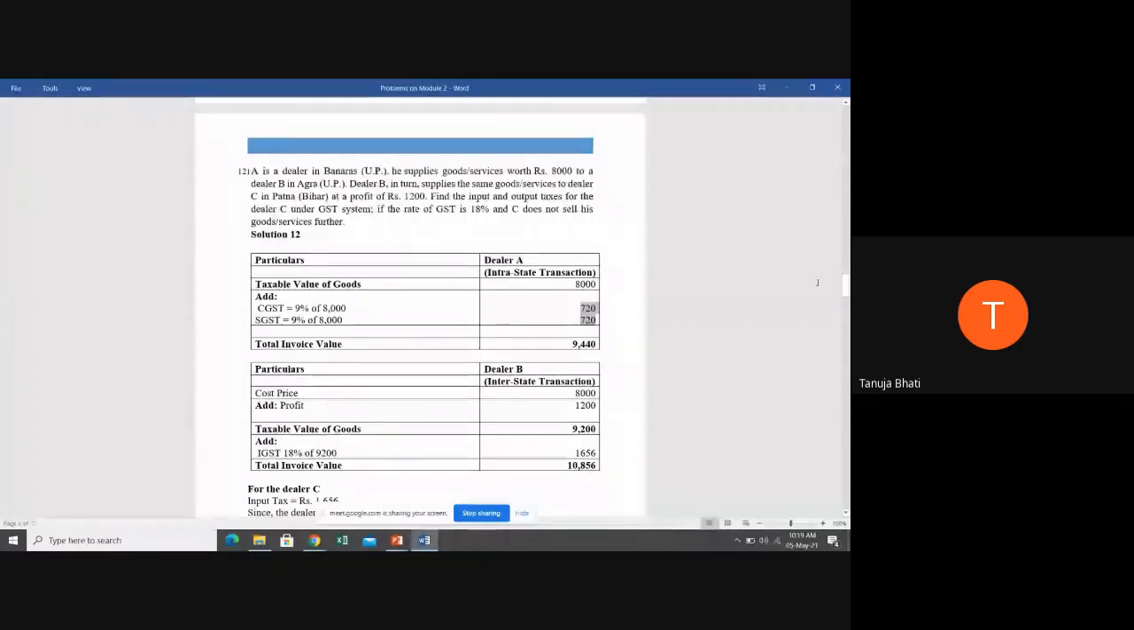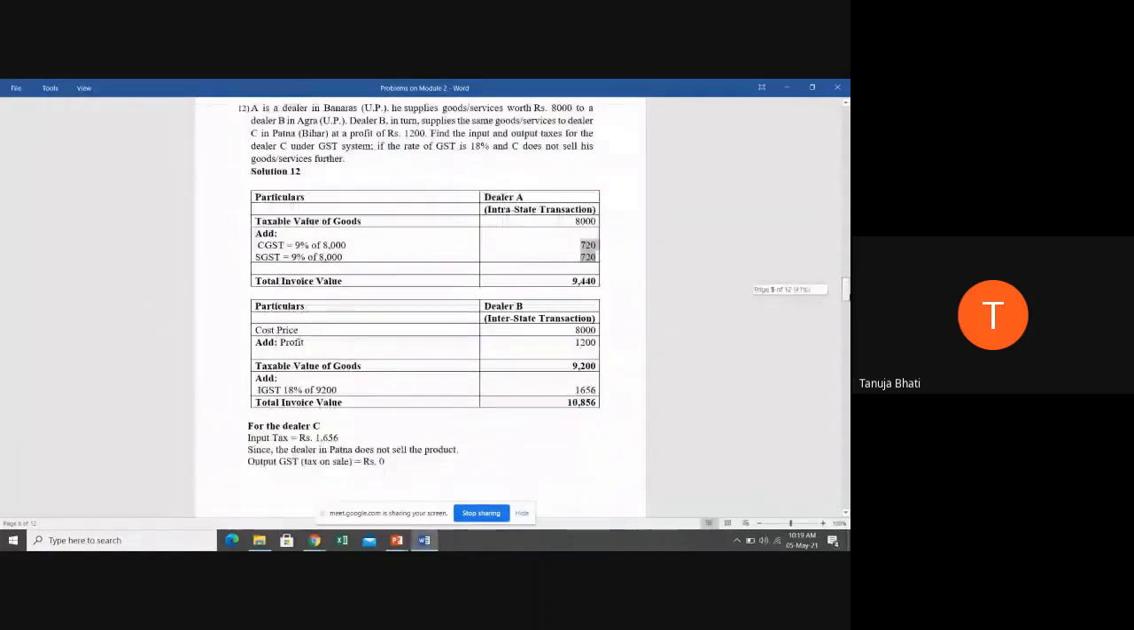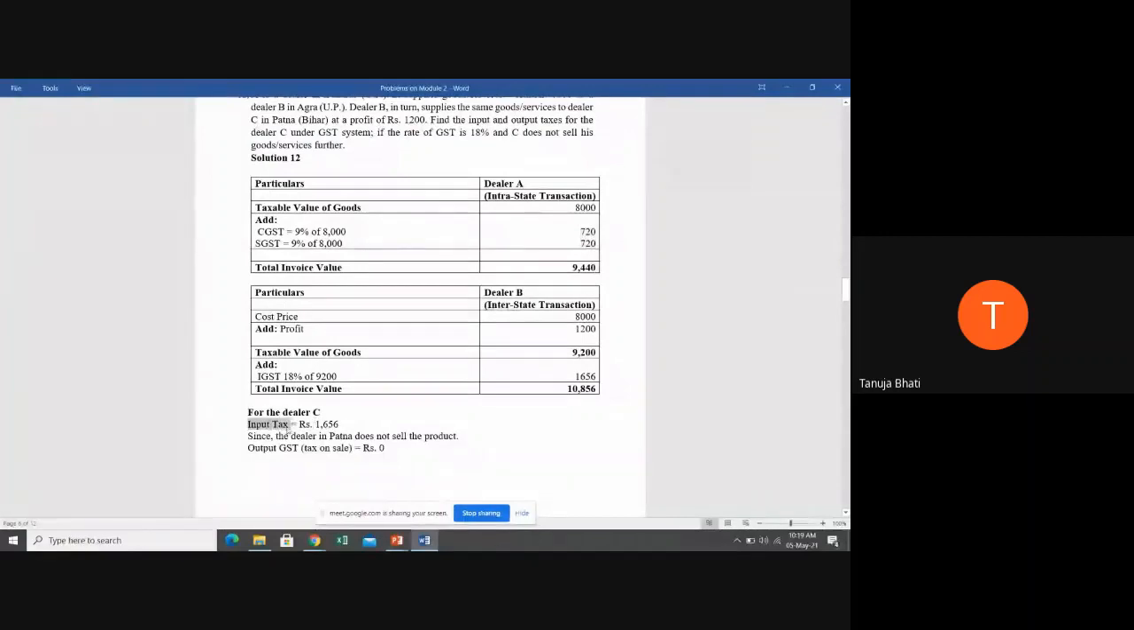But in the question they are asking us to find out the input and output taxes for dealer C. Now, for dealer C, input tax is nothing but the tax paid by the dealer on its purchases. So dealer C is paying how much tax on its purchases? 1,656. So that becomes the input tax. Now, what is the output tax for dealer C? Output GST is 0. Reason being, the dealer in Patna does not sell the product. Dealer C is not further selling the product. Therefore, he does not have any output tax, because output tax is a tax on sale. And since he is not selling the products further, the output tax will be 0, but input tax is 1,656.